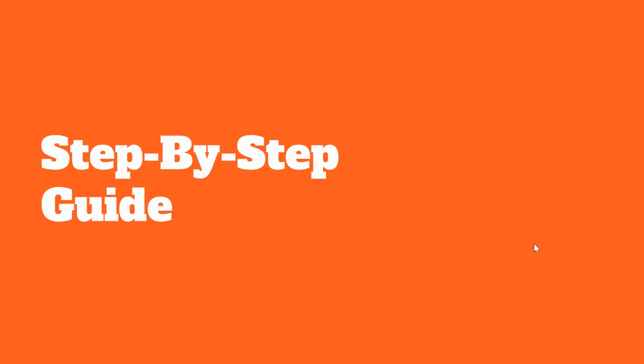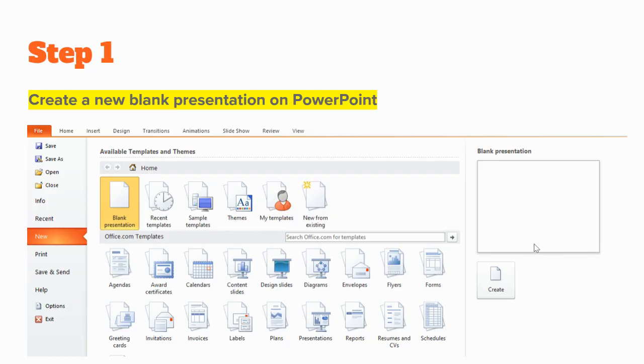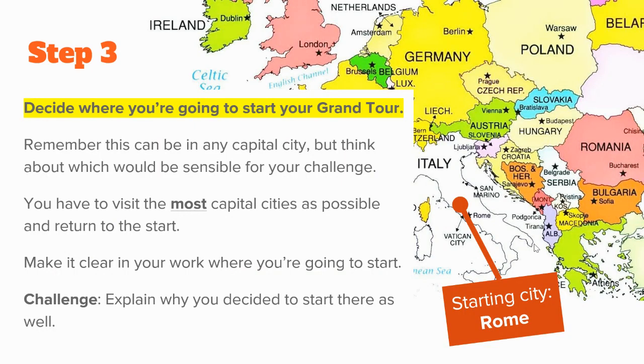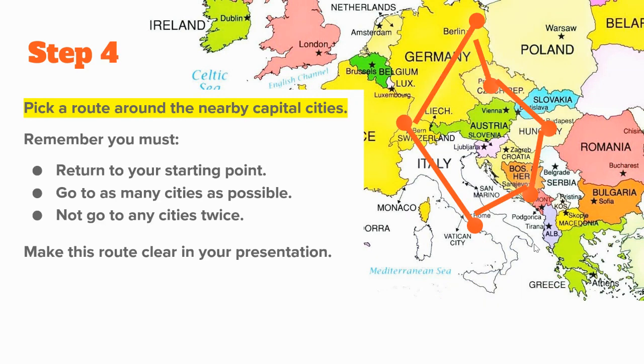So here's a step-by-step guide. Step 1, create a new blank presentation. Step 2, use the internet to find a map of Europe and copy and paste this into your presentation. Step 3, decide where you're going to start your European Grand Tour. Remember, this can be any capital city, but think about which would be sensible for this challenge. Step 4, pick a route around nearby capital cities. Remember, you must return to your starting point.